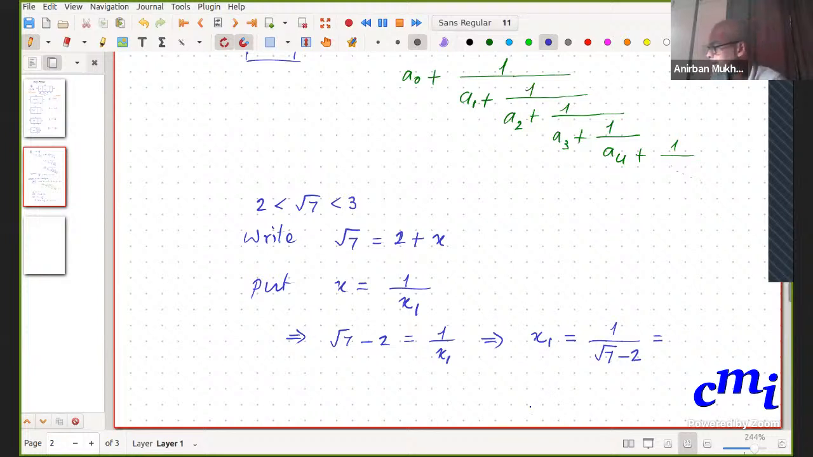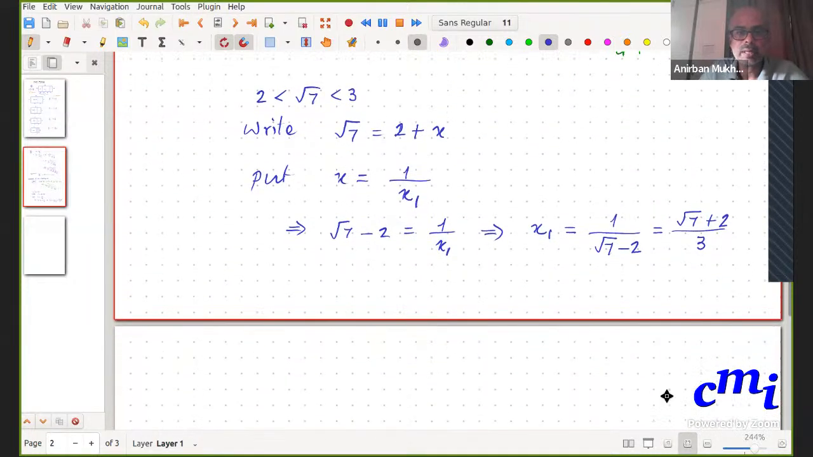So I just rationalize the denominator. So square root of 7 plus 2 by, oh sorry, this is 7 minus 4, so 3. So that is my x1.